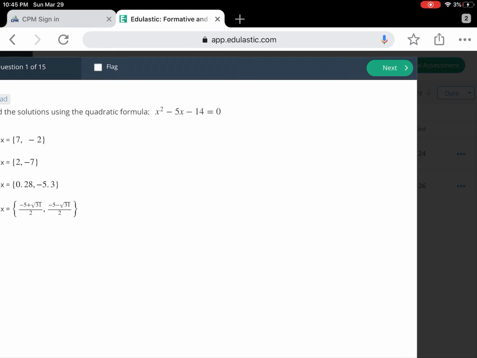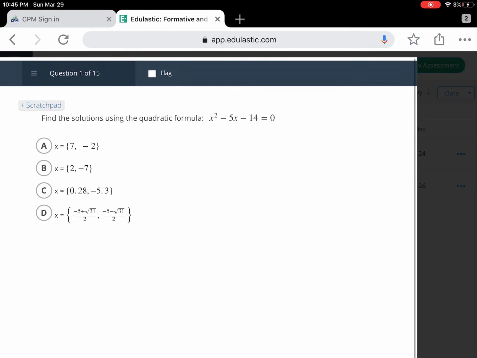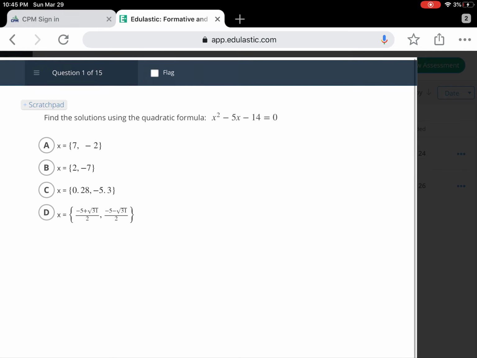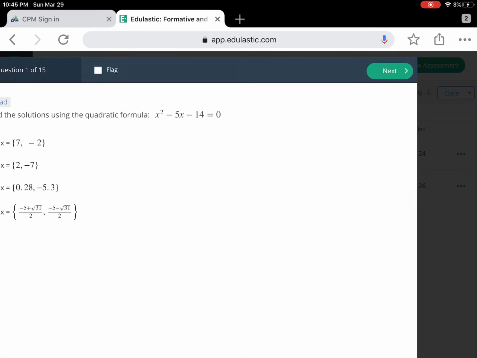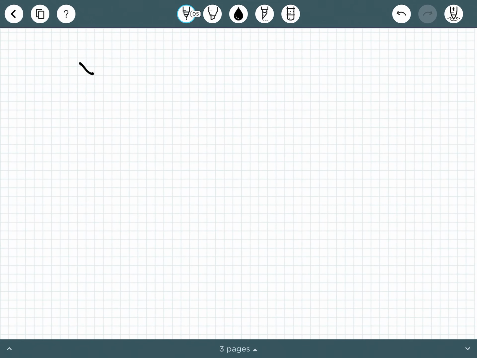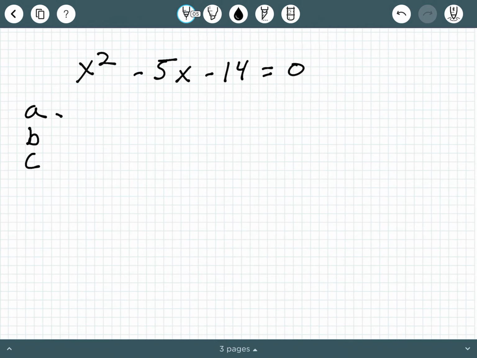First up, problem 1, you're asked to find the solutions to this quadratic equation using the quadratic formula. And then they give us multiple choice answers, but really we shouldn't even worry about those right now. Let's just see what we come up with if we use that formula. So the equation is x squared minus 5x minus 14 is equal to 0. And right away we want to be thinking, okay, what are our a, b, and c values that we're going to plug into the quadratic formula?